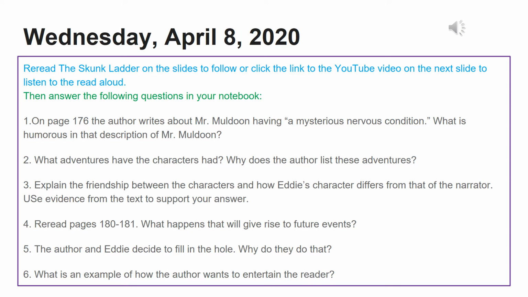Reread The Skunk Ladder or listen to the read aloud, then answer the questions in your journal or a piece of paper. So you're going to go to the next slides, reread the story, or you can use the clickable YouTube link to listen to the story being read to you.